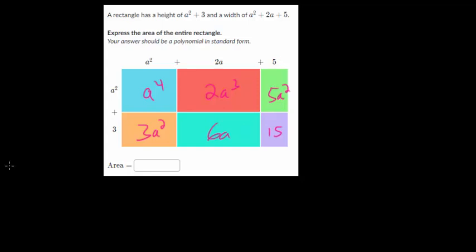So now we combine the like terms. We've only got one a to the fourth term. We've only got one a to the third term. Then we got our squared terms. We got 3 there and 5 there, so in total we have 8a squared. And then we only have one linear term and one constant term. So we have plus 6a and plus 15. And so this right here, this fourth degree polynomial, will be our answer.